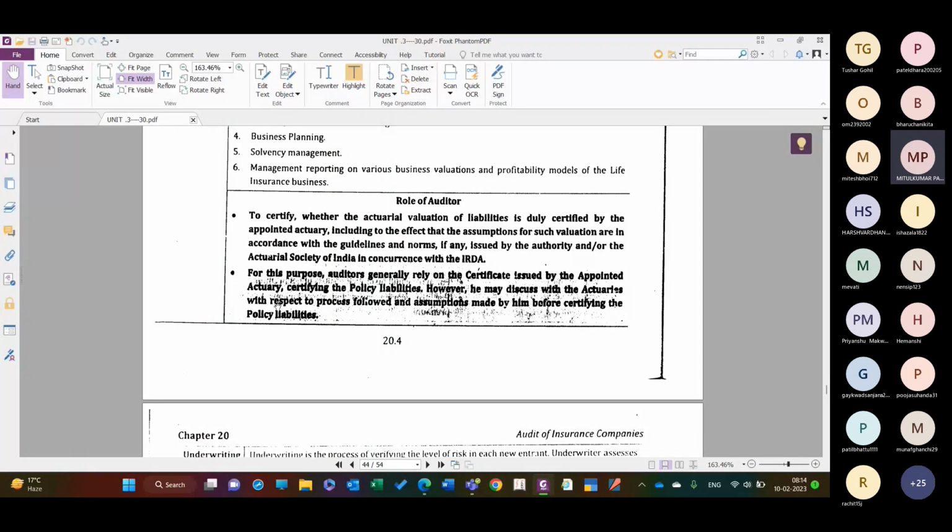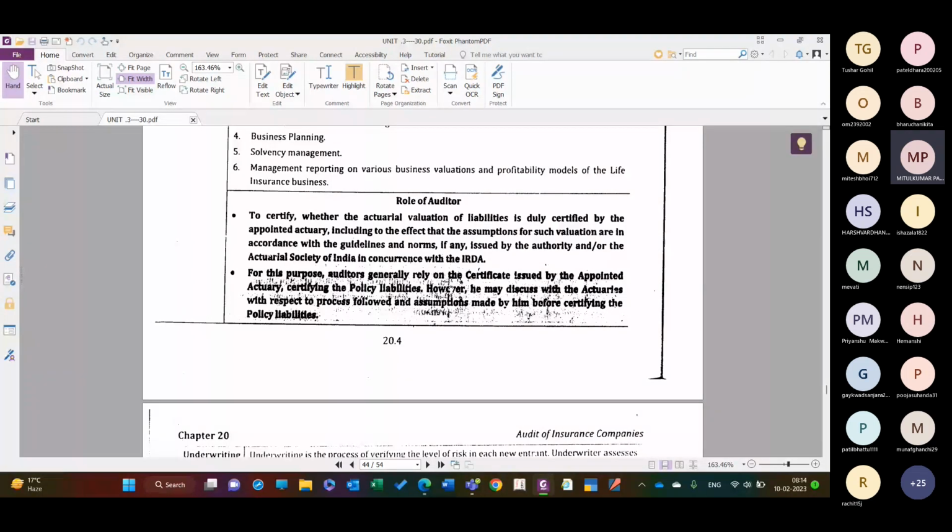But at the same moment of time, the liability will remain with the auditor if there is any non-disclosure of any particular information which is required to be provided as per the insurance business or as per the financial reporting framework applicable to the insurance company. So that responsibility will always lie with the auditor. It doesn't mean that if the actuary failed to perform his duty appropriately, then the auditor can take shelter of it. It is not possible.